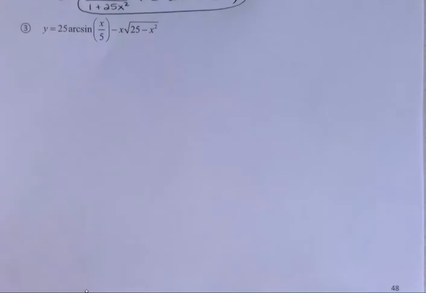All right, one more. We've got 25 arcsine x over 5 minus x times the square root of 25 minus x squared. This one's kind of a classic. It's one I swear there's a problem like this in almost every textbook. We're going to do our derivatives, and then doing some simplification, we're going to be able to find a fairly nice form of the derivative here.